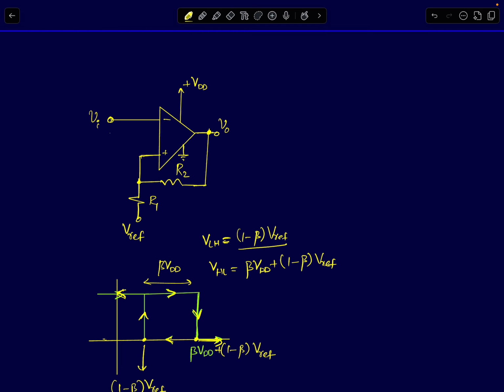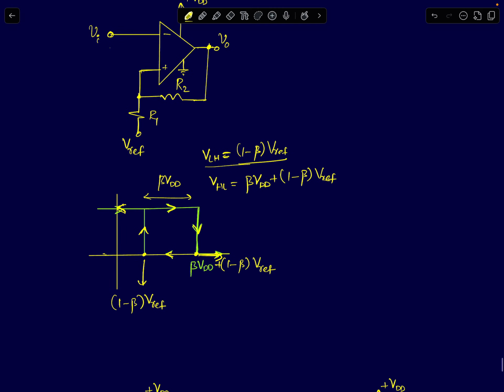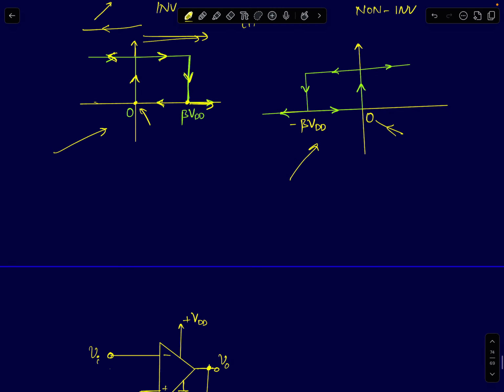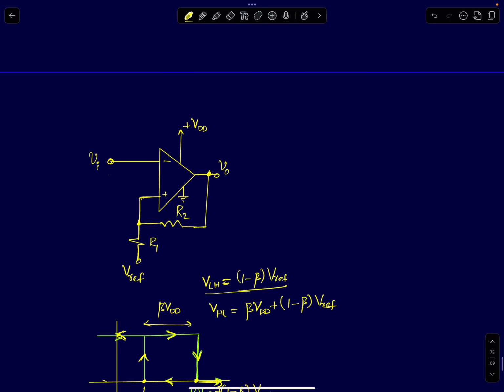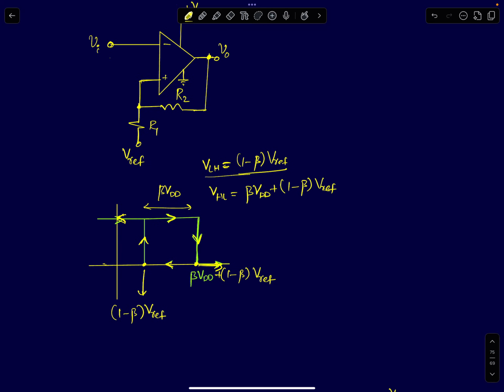that voltage will be 0. So what you will be left with is the low to high threshold voltage will simply be (1 minus beta) times Vref. If you don't recall all that, you can just take this characteristic here and add (1 minus beta) times Vref to both these voltages. That amounts to shifting this characteristic to the right. That's what happens here. I have shifted this characteristic to the right.